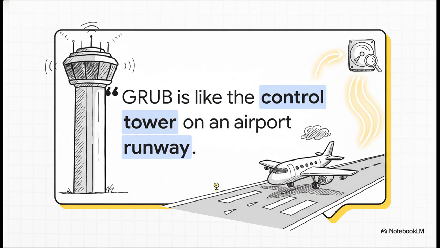I absolutely love this analogy for Step 2. GRUB, that bootloader, acts exactly like a control tower on a busy airport runway. See, the computer hardware is fueled up and ready to fly, but it has no idea where the pilot, the Linux kernel, is actually hiding on the hard drive. GRUB is that control tower, safely guiding the system right to the kernel so it can take off.